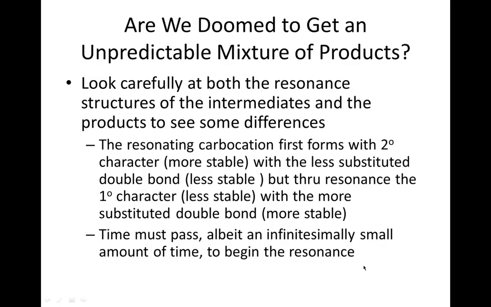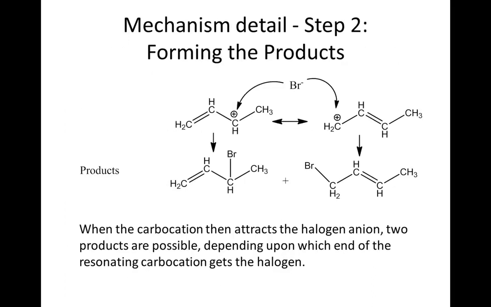And that still doesn't necessarily tell us, are we always going to get this mess, this mixture of products, or can we control it at all? And so we need to look at those two structures, and we need to think about how these things form. And I've kind of hinted at this a little bit. The degrees of the carbocation character in the resonance structure are not the same, nor is the character of the double bond the same. So let's go back and look.